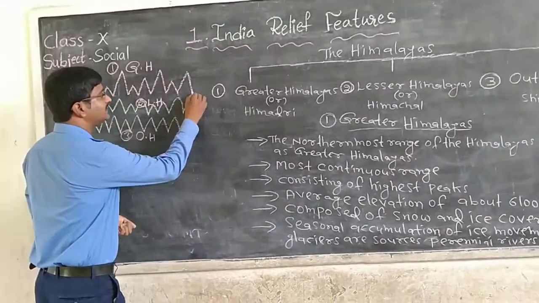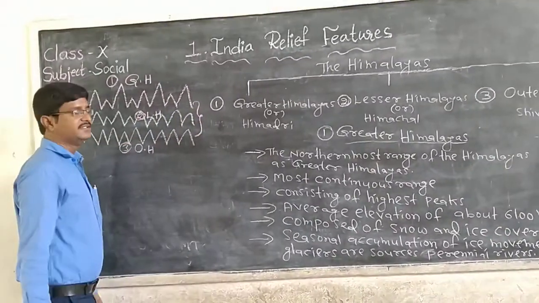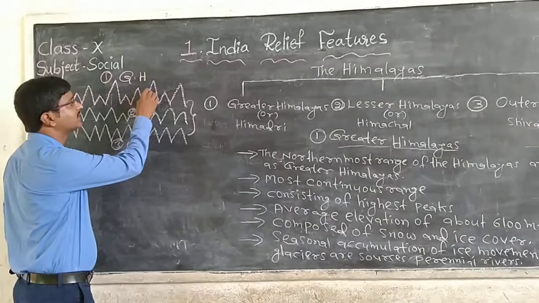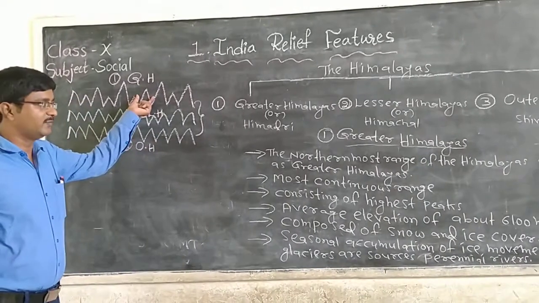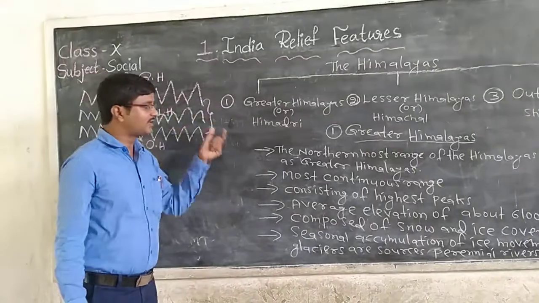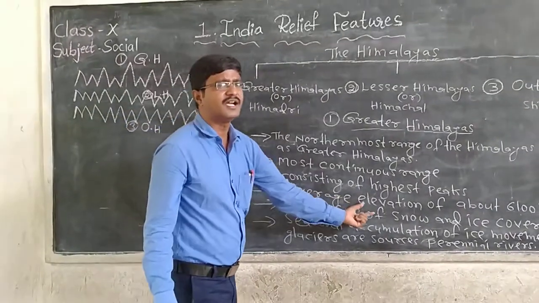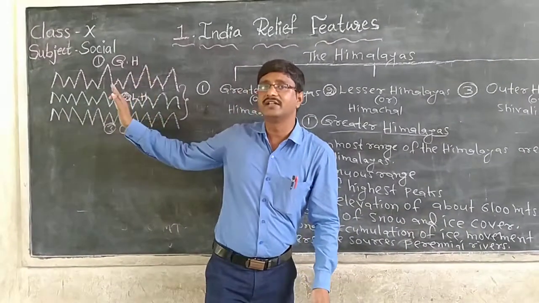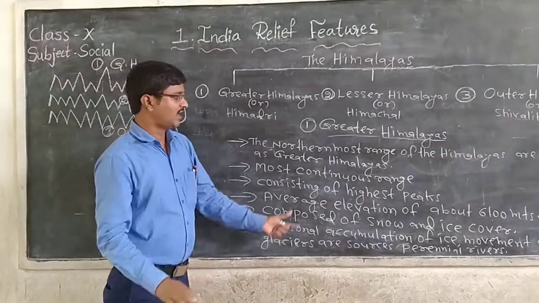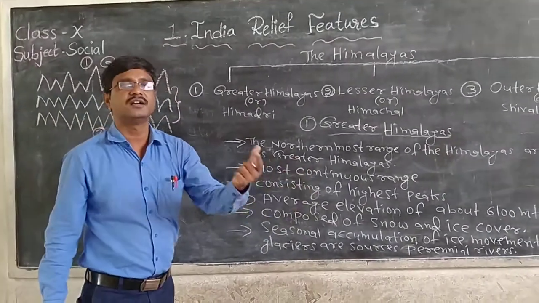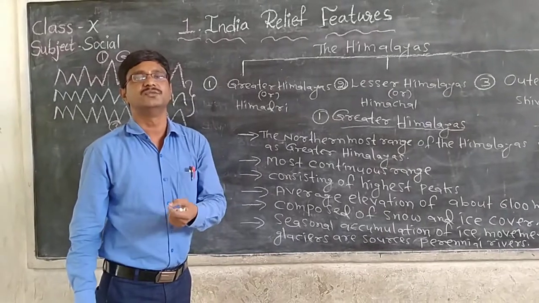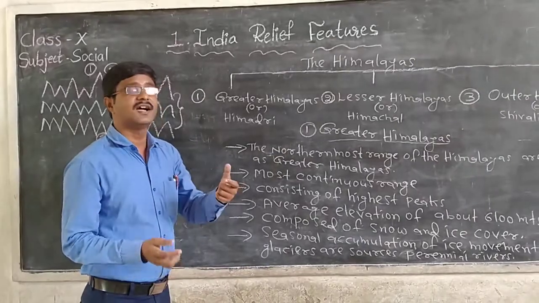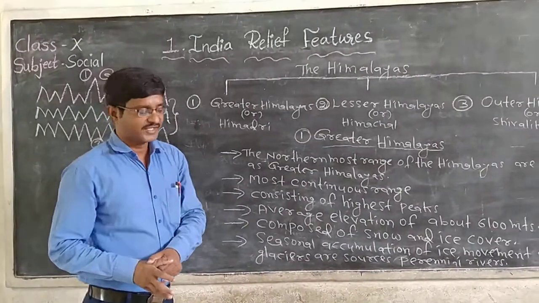It means in these three ranges, the highest peaks, the highest top parts of the mountains, are located in the Greater Himalayas. What is the height? Average elevation means height. The average height of Greater Himalayas is about 6,100 meters above mean sea level. That is the average height of the Greater Himalayas.